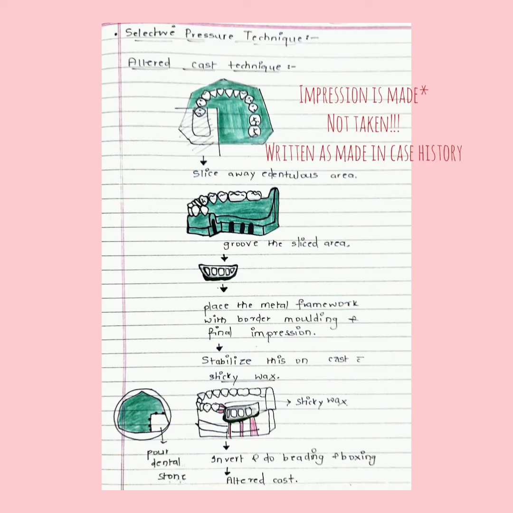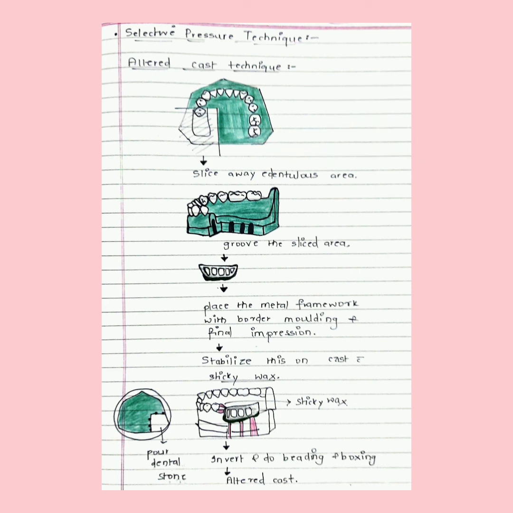Last is the selective pressure technique, or altered cast technique. So we have a cast, we slice away the distal extension or edentulous area from it, then we produce a groove on this cast. This metal framework was used for border molding and the final impression was made through it. Then this framework along with the material in it is stabilized on the cast with sticky wax. Then the cast is inverted, beading and boxing is done, then we pour dental stone in it, and we get the altered cast. Those were the impression techniques of RPD.